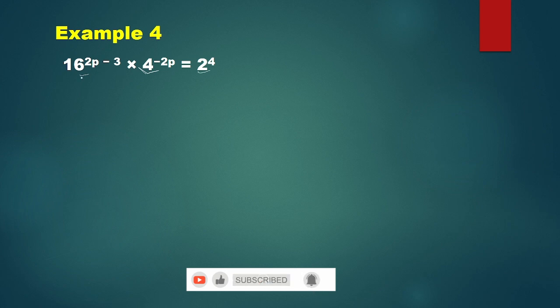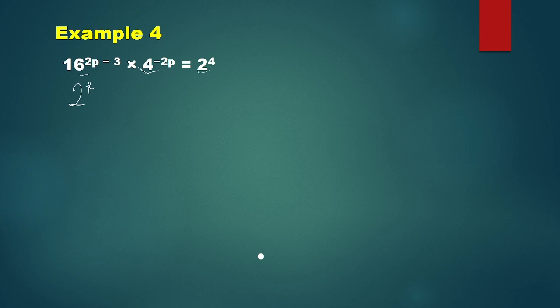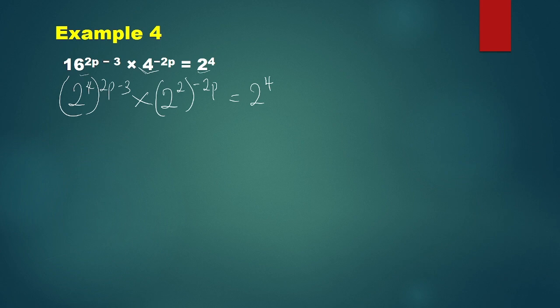16 can be written as 2 raised to the power of 4. Don't forget that I already have 2p minus 3. Then multiplied by 2 raised to the power of 2 minus 2p equal to 2 raised to the power of 4. So this will just simply be 2 raised to the power of 4 times 2p is 8p. 4 times minus 3 is minus 12. Multiplied by 2 raised to the power of minus 4p equal to 2 raised to the power of 4.